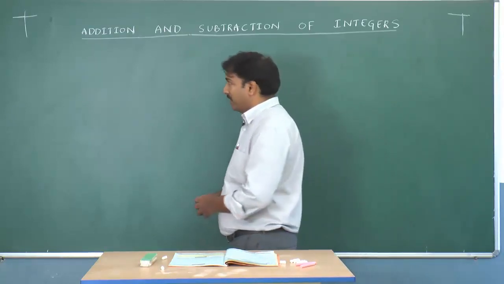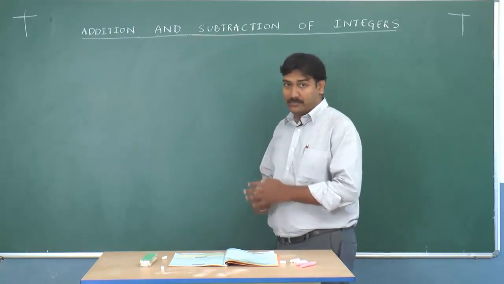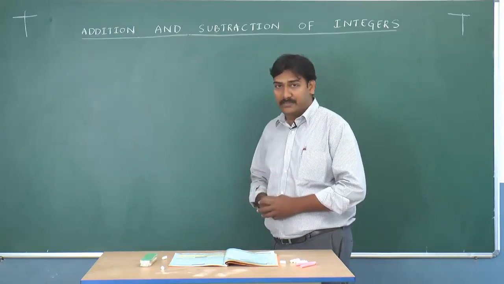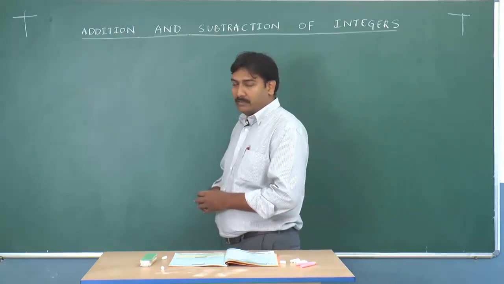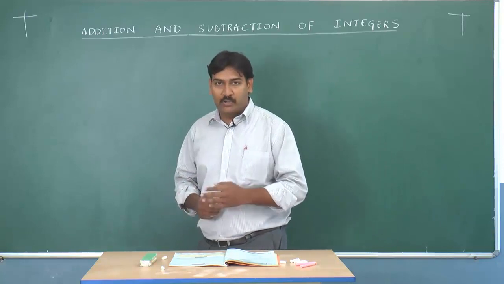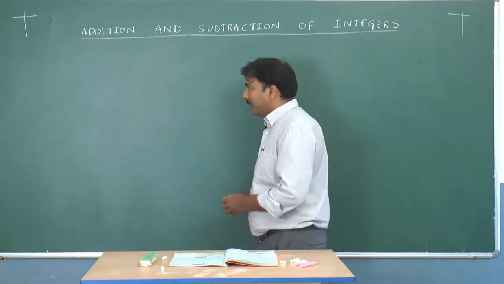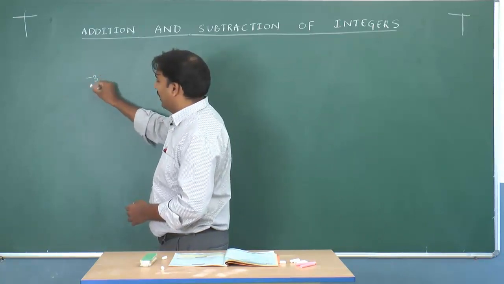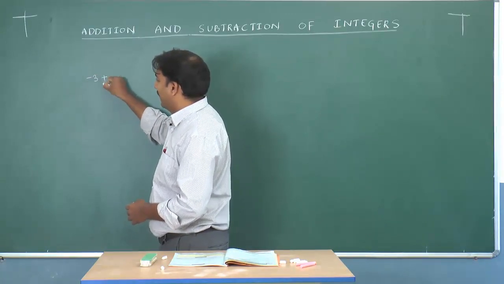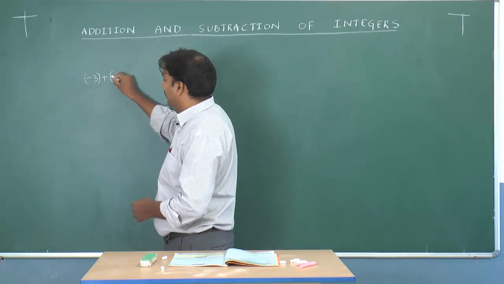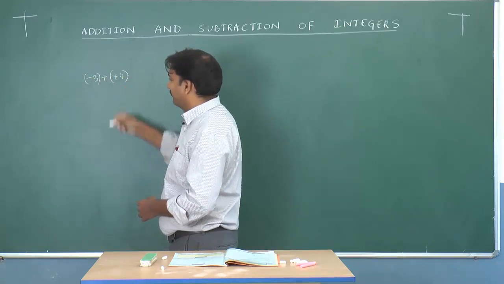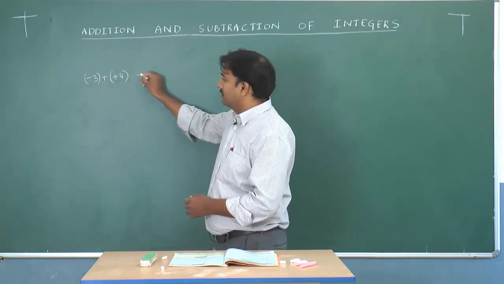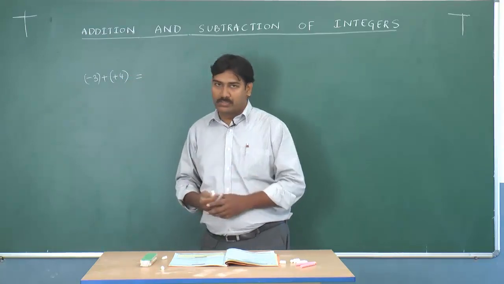The addition and subtraction of integers is possible for any kind of integers. So first let me go with the addition of integers. Let me take an example. Say I want to add minus 3 and plus 4. To add two integers we need to follow simple rules.